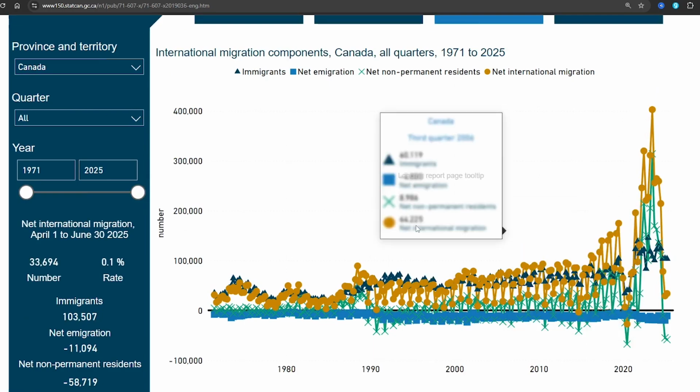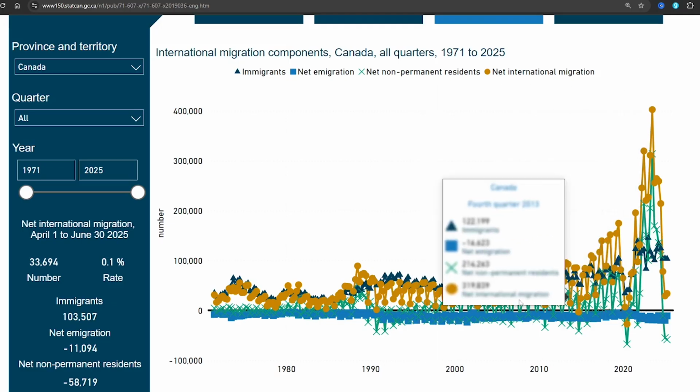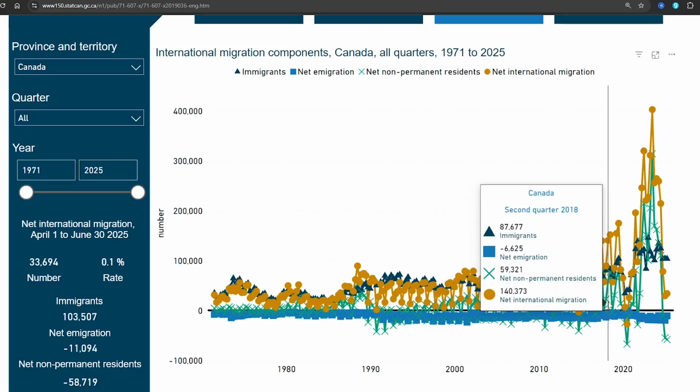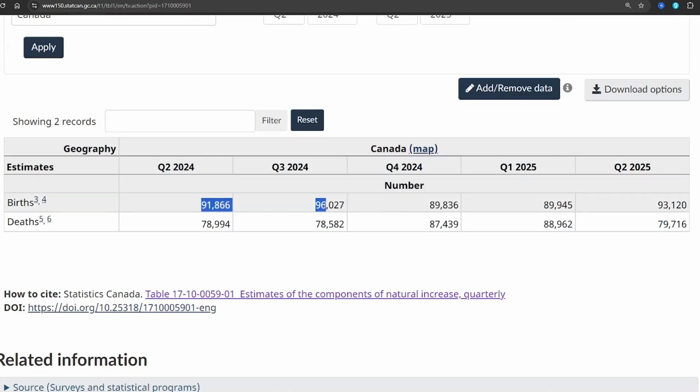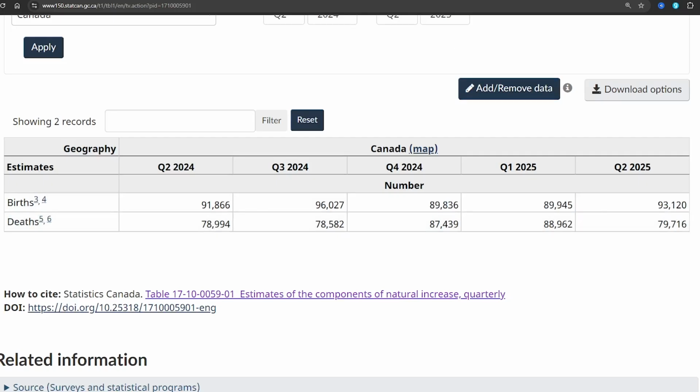There's another component here, and I know a lot of people are talking about non-permanent residents right now. There is a lot of growth in that. You can see it kind of went a little crazy in the last few years, but it was already going crazy in the mid to late 2010s. So as we look at the numbers, the numbers are continuing. It's not like this is really changing. Per quarter, 13,000 natural growth, 18,000 here, 2,000 here, 1,000 here. This is not a changing trend.